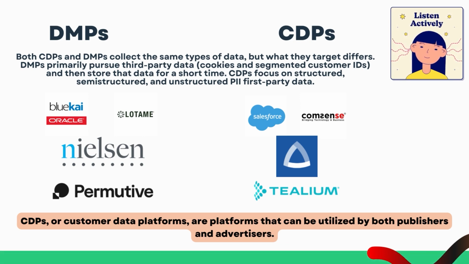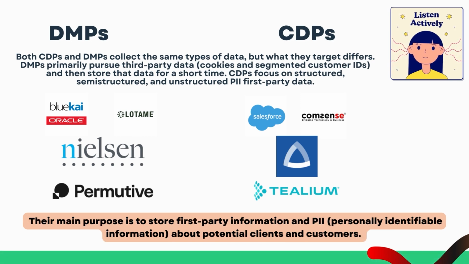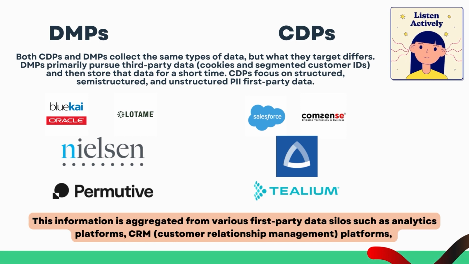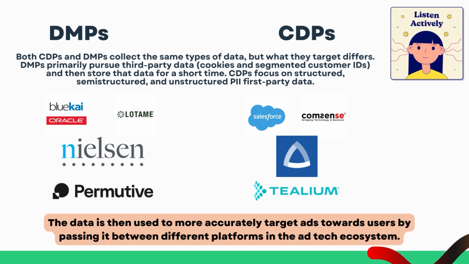CDPs, or Customer Data Platforms, are platforms that can be utilized by both publishers and advertisers. Their main purpose is to store first-party information and PII, personally identifiable information, about potential clients and customers. This information is aggregated from various first-party data silos such as analytics platforms, CRM, customer relationship management platforms, social media, and internal A/B testing data from platforms like websites and apps.